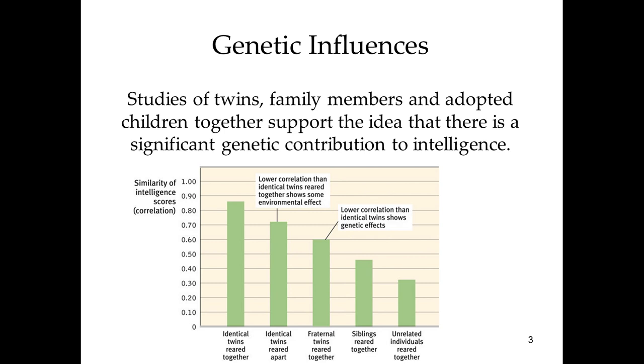And then lastly, we see the general population is correlated, but not that much, and that's just unrelated individuals reared together. We do see some environmental factor, and we see a rough environmental factor of about 32% or 0.32 for the correlation. So what we believe from this is that intelligence is more driven by genetics than by environment, but that they are both extremely important in determining what your intelligence quotient is going to be.